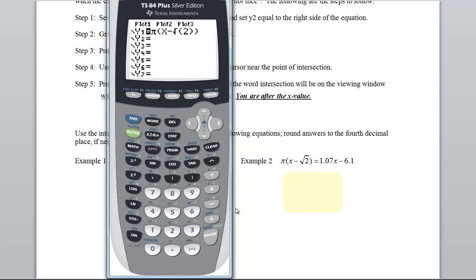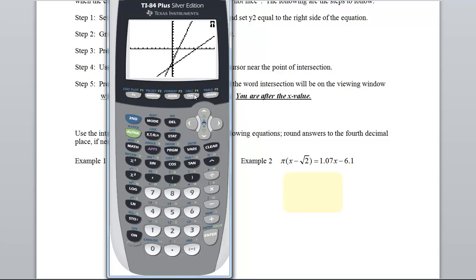The right-hand side, 1.07x minus 6.1. Let me ask it to graph. They do hit right there.